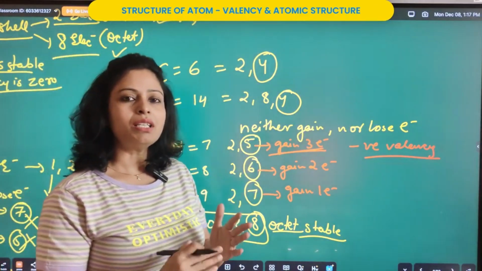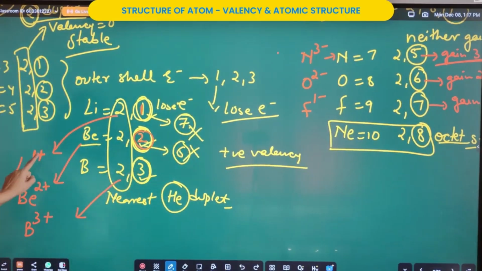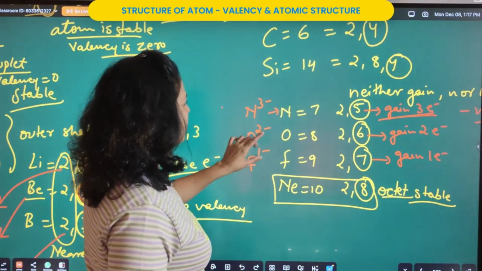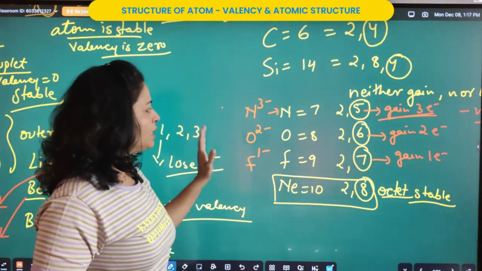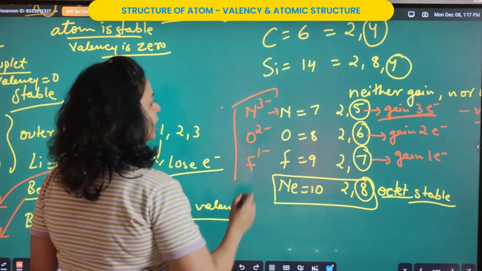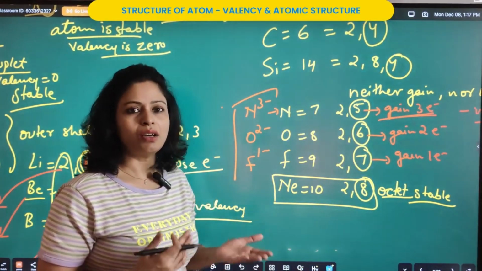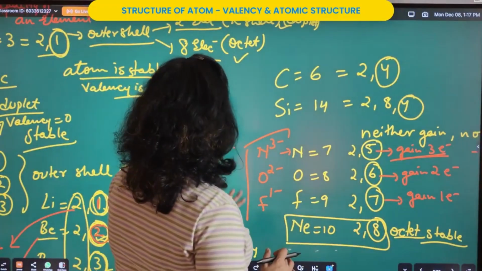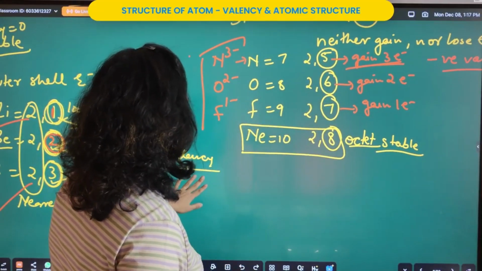So whenever an element is losing electrons, see here, when they lose electrons, they will have positive valency. How many electrons they lose, that much will be the valency with the positive sign. Okay, when they gain electrons, you have to write how many electrons they are gaining with the negative charge. So this is how we learn the valency. When you know the electronic configuration, you are able to easily write the valency of that particular element. Okay, so like that you can write the valency of other elements also.